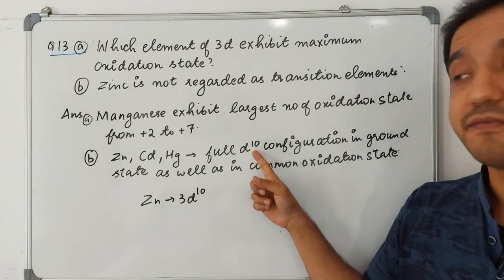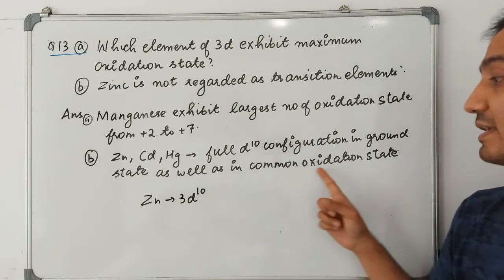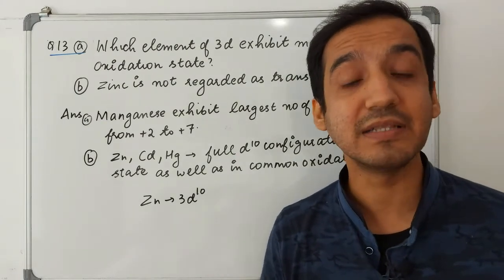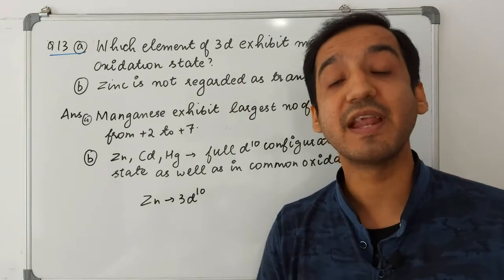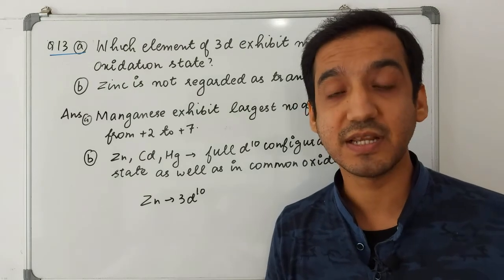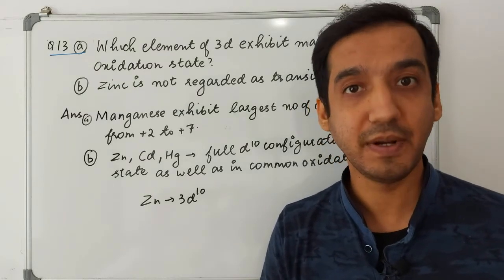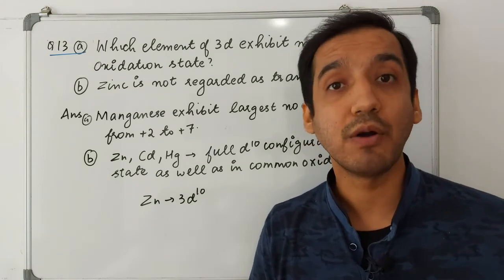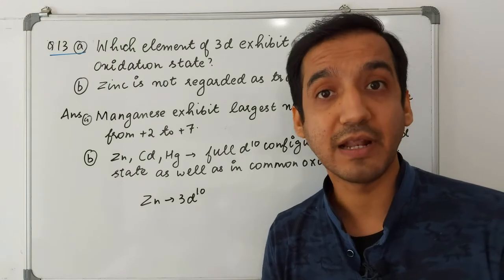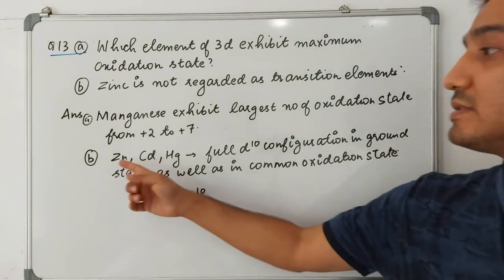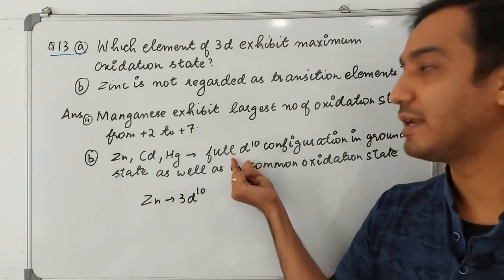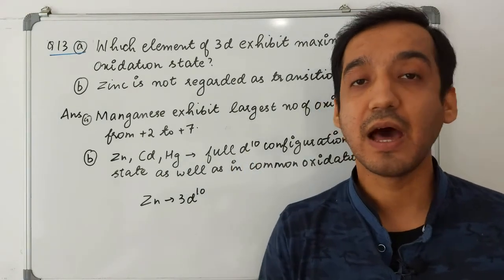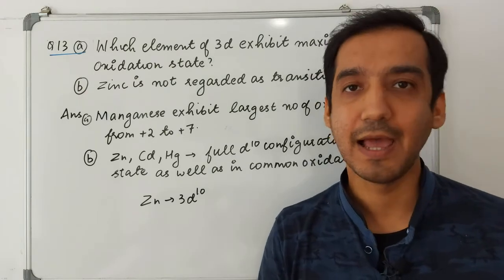Because they have d10 configuration even in ground state as well as in their oxidation state, what happens? They have fully filled d orbitals and they don't show any property, whereas other elements in their oxidation state have unfilled orbitals or unpaired electrons. As a result, they can show color, they can form bonds with d orbitals, and they can show catalytic property. So in zinc, cadmium and mercury, because d10 electrons are present, they don't show any reaction. So that's why they are called non-transition elements.